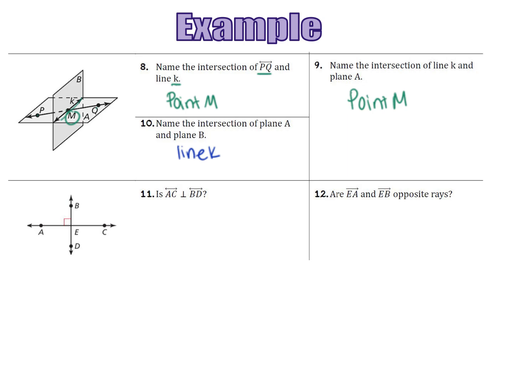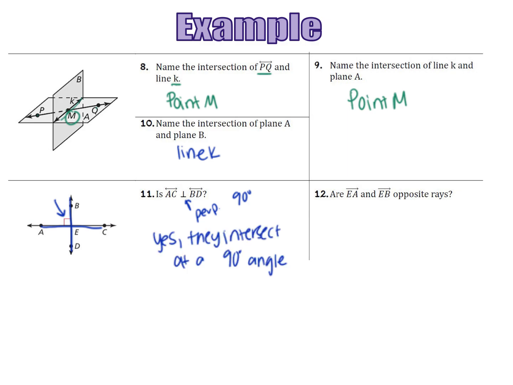All right, number 11, just as a reminder, this symbol means perpendicular, which means they're intersecting at a 90-degree angle. So it's asking, are AC and BD perpendicular? And the answer is yes. This symbol here is indicating that they are intersecting at a 90-degree angle.